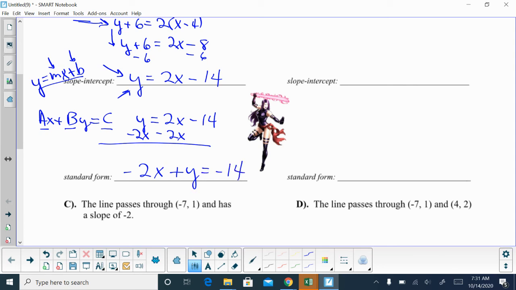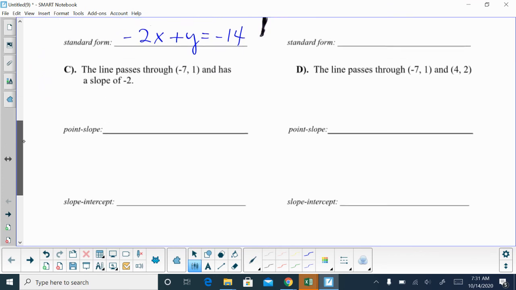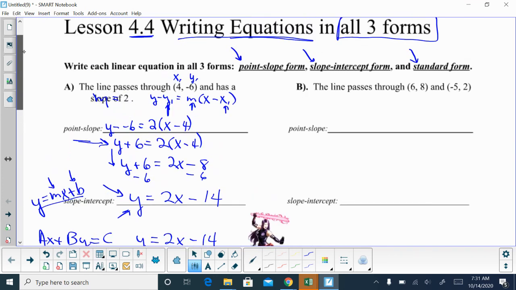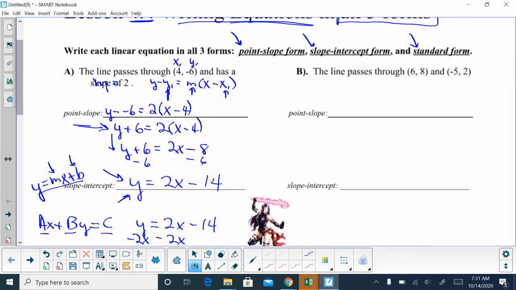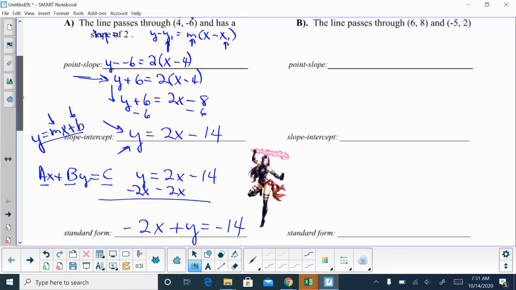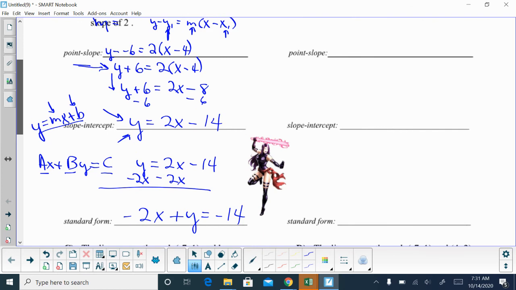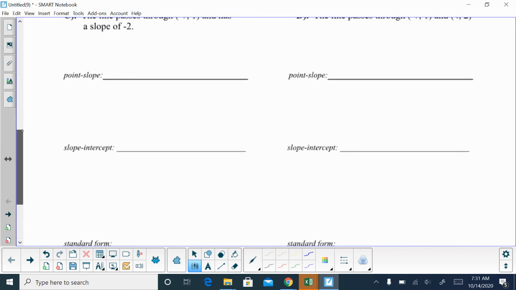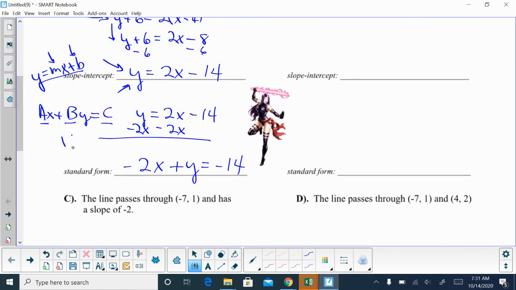And there we've taken that first situation that we were given, a point and a slope, and we've written the linear equation in all three forms: point-slope, slope-intercept, and standard form. Good times. Stay tuned for example B.